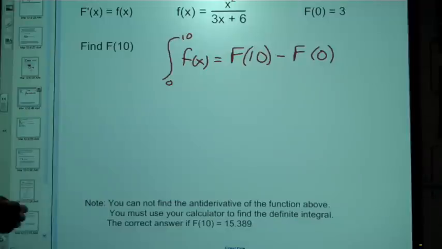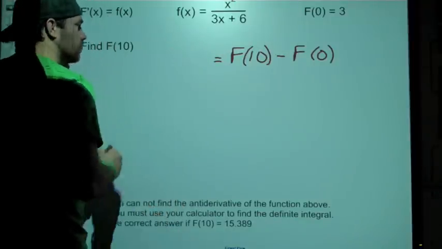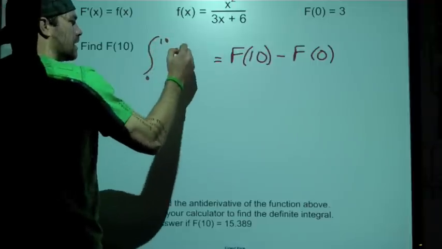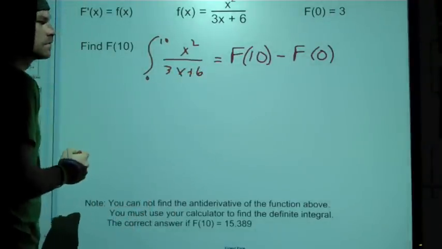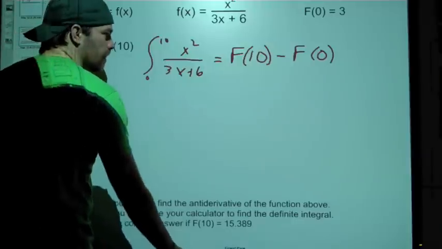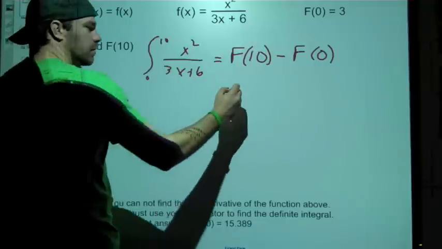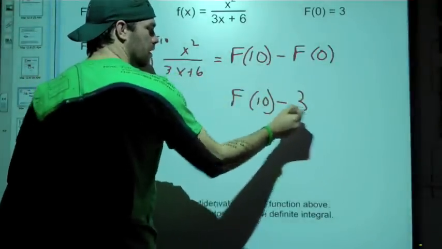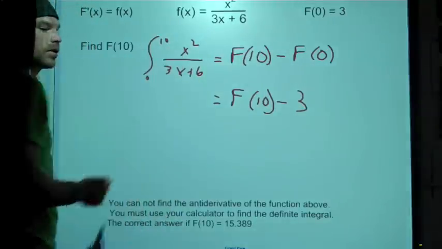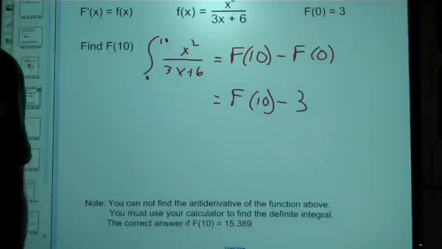Now let's just fill in what we know. We know that the curve we're talking about from 0 to 10 is x squared over 3x plus 6. We don't know f of 10, that's what we're looking for. We know that f of 0 is 3. We can find the area of the curve using our calculator. What is it? I don't know. I gotta get my calculator.